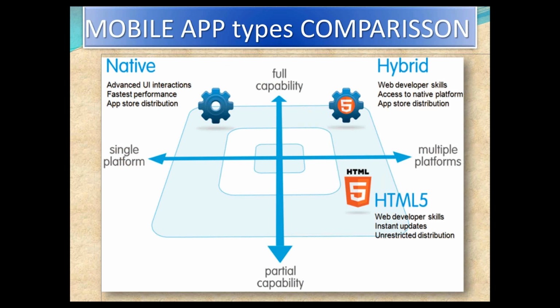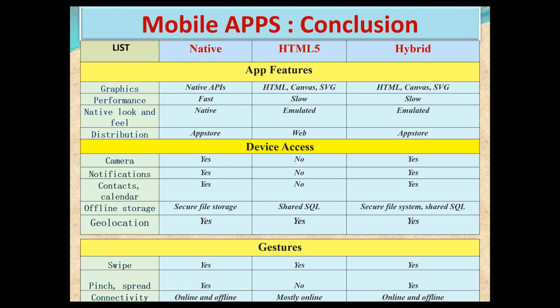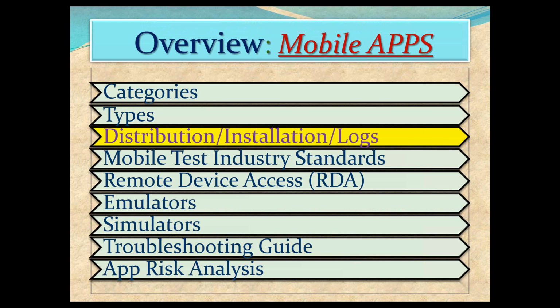So as a conclusion, I would also like to tell you that mobile development is a constantly moving target. Every 6 months there's a new mobile operating system with unique features only accessible with the native APIs. So if you can just take a look at this comparison, it might be helpful for you in the future. Okay. Now, distribution, installation, and logs.